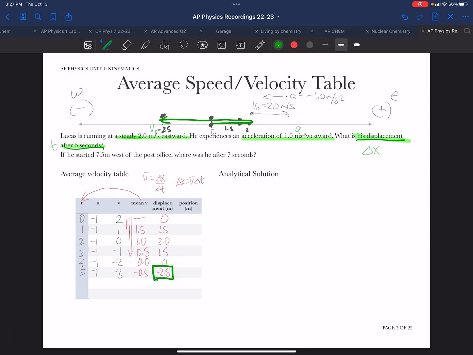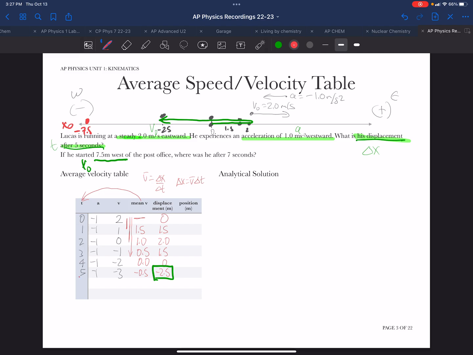Now, we could go on to the second part. We want to know, if he started at 7.5 meters west, that is the x0. So we're saying, whoa, he starts over here. x0 is minus 7.5. Where was he after 7 seconds?